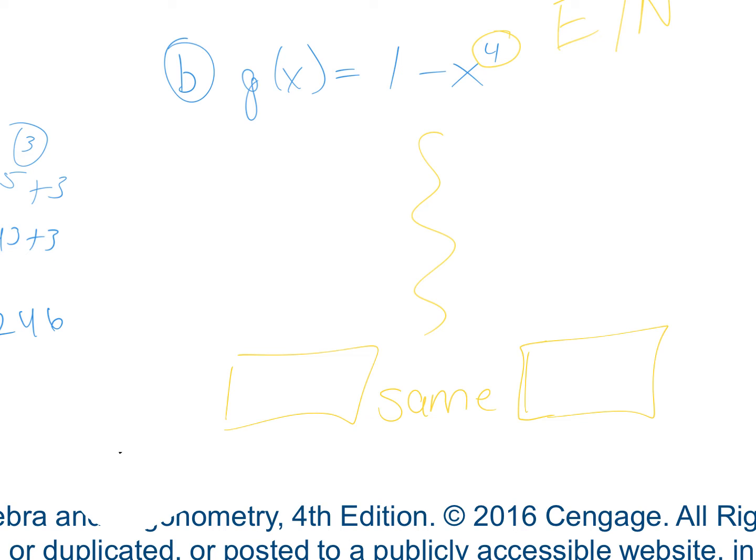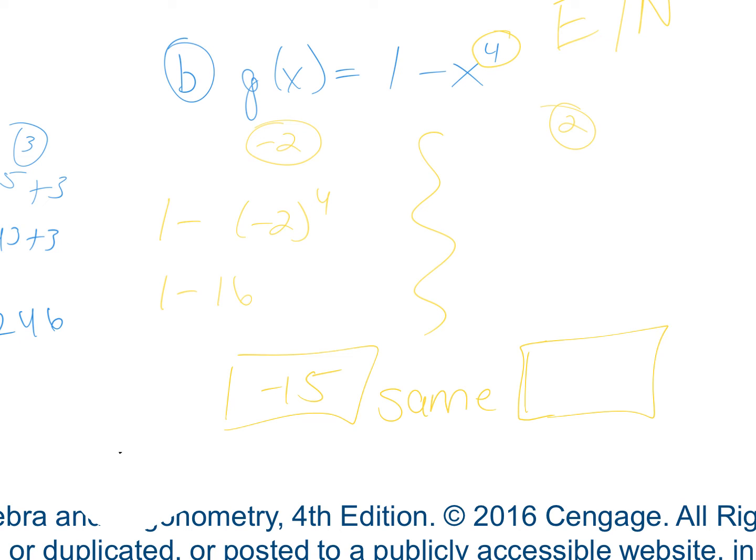So we're going to do 2 and negative 2. It doesn't matter which side you do, the negative or the positive. So I have 1 minus negative 2 to the 4th. Evaluate the power. Negative 2 to the 4th is? 16. So 1 minus 16 gives me negative 15.